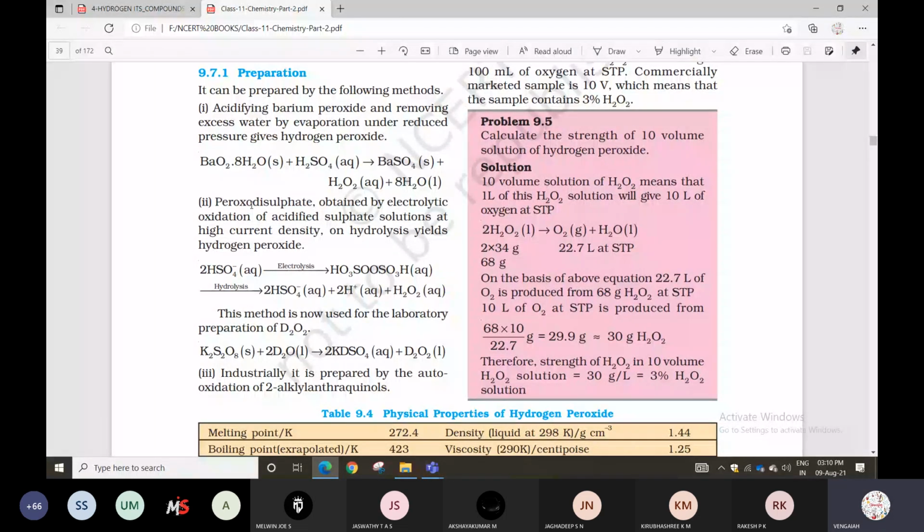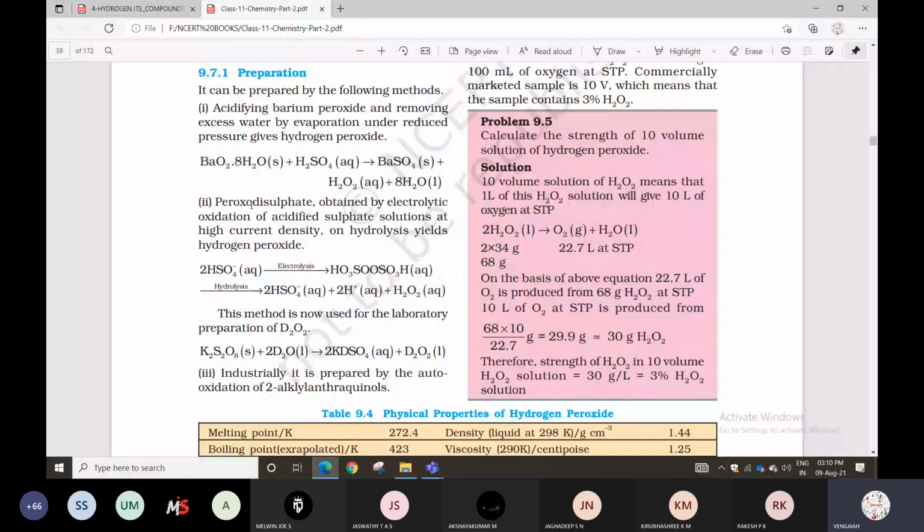This method is now used for the laboratory preparation of D2O2 also, which is nothing but deuterium peroxide. So K2S2O8 plus D2O, you can get KDSO4 plus D2O2.